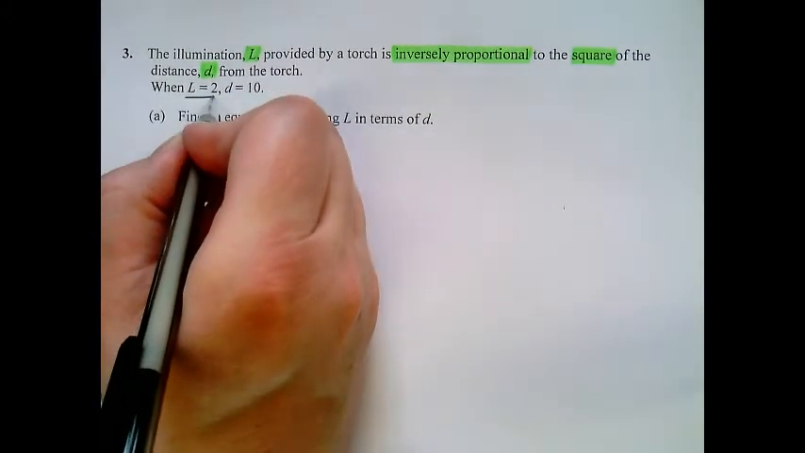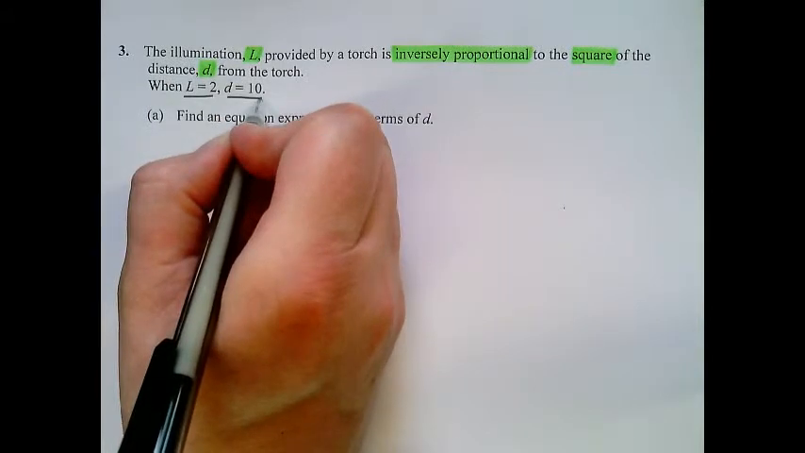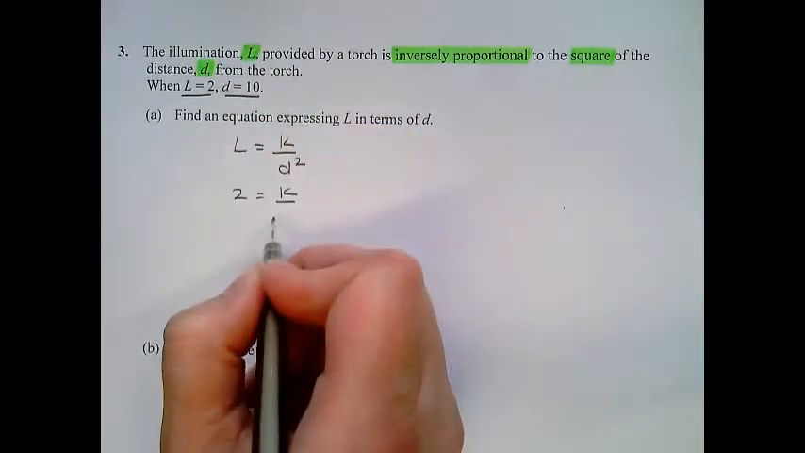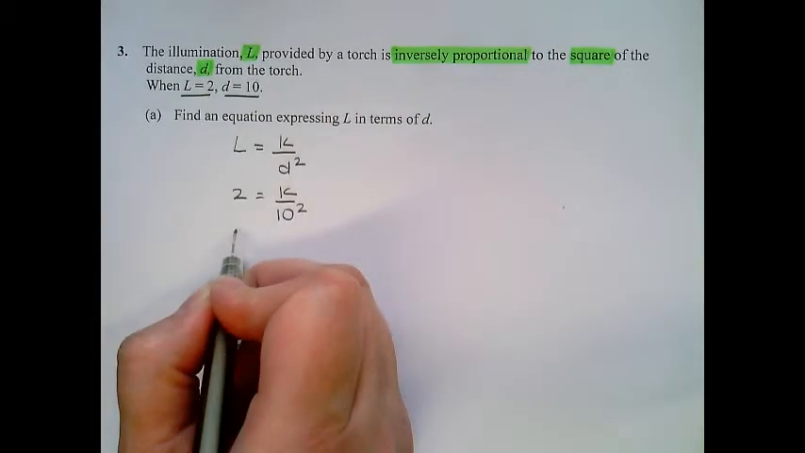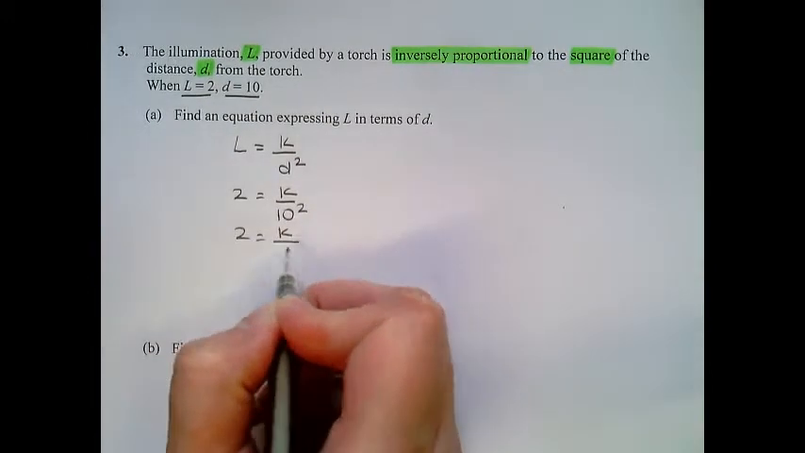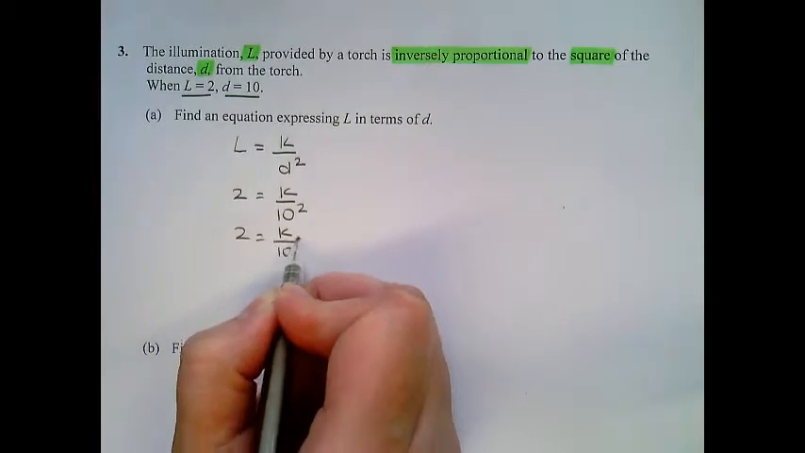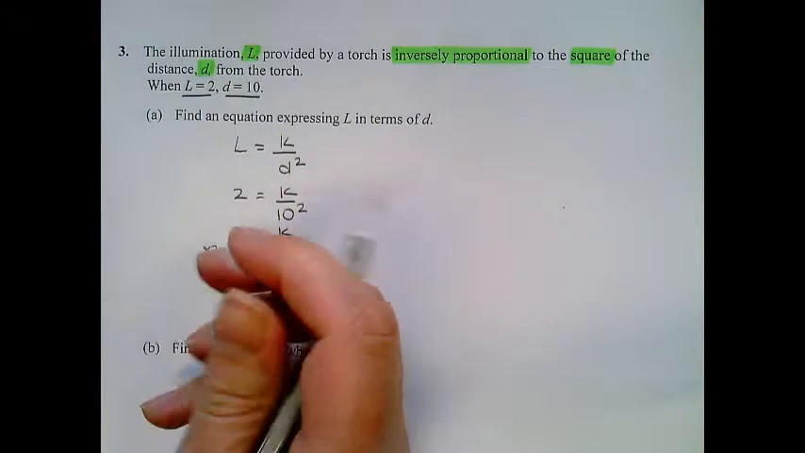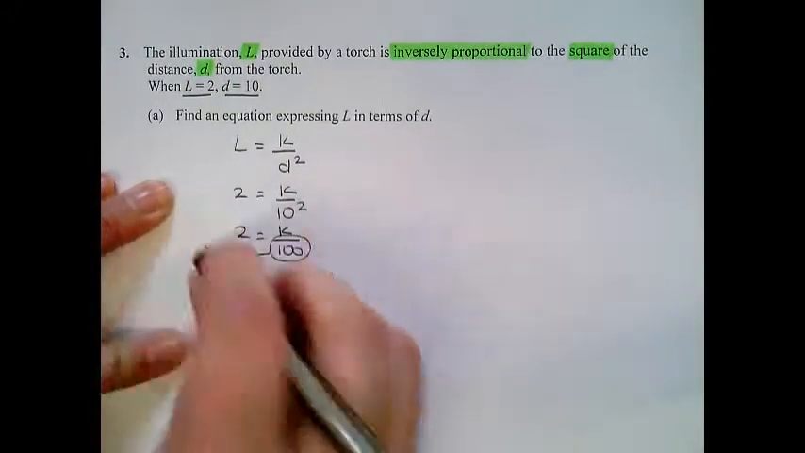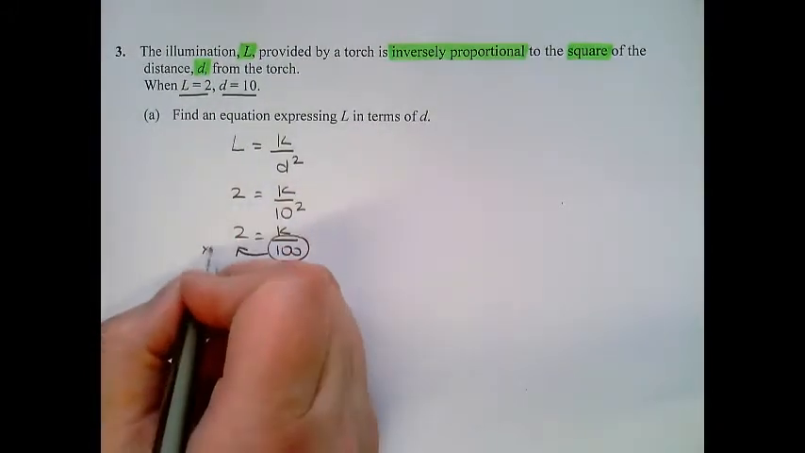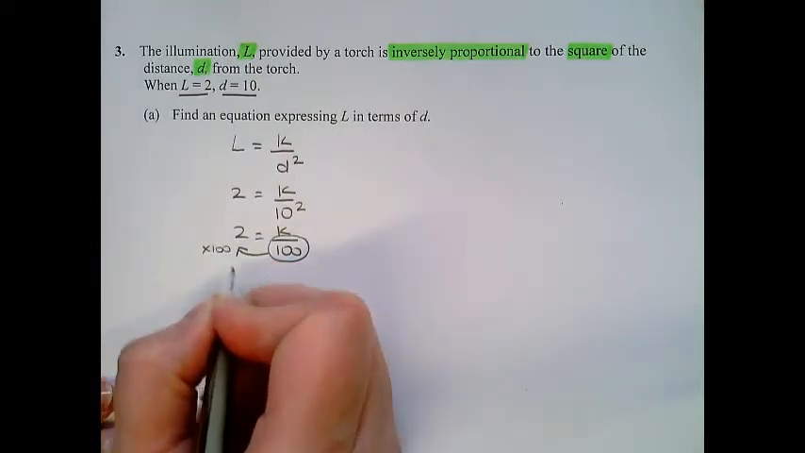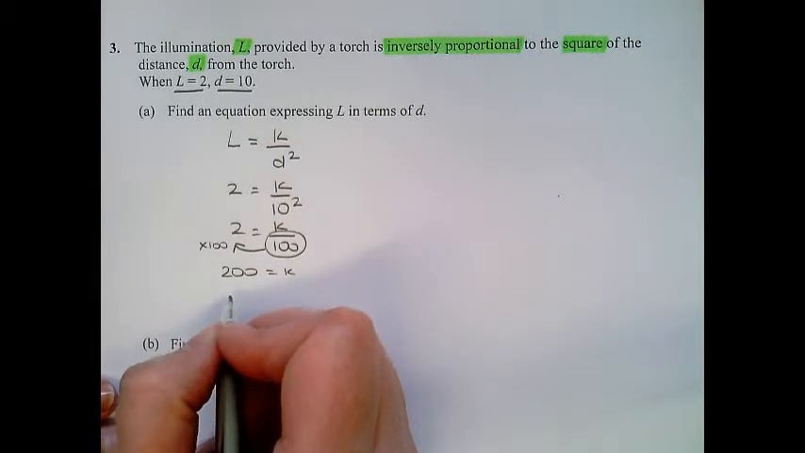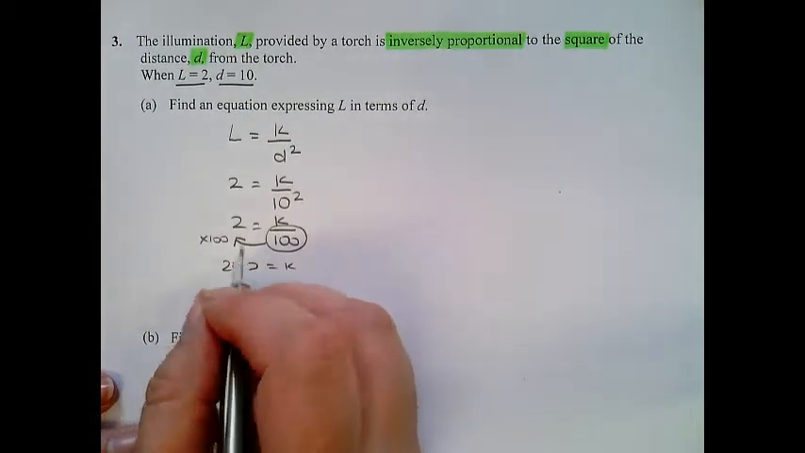Then they've told you whenever L is 2, D works out to be 10. So replace L with a 2, replace the D with a 10. So 2 equals K over, and then 10 squared is 100. So bring your divide by 100 up over there and times by 100. So you get 200 equals K, or K equals 200, whichever way you want to write it at the end.